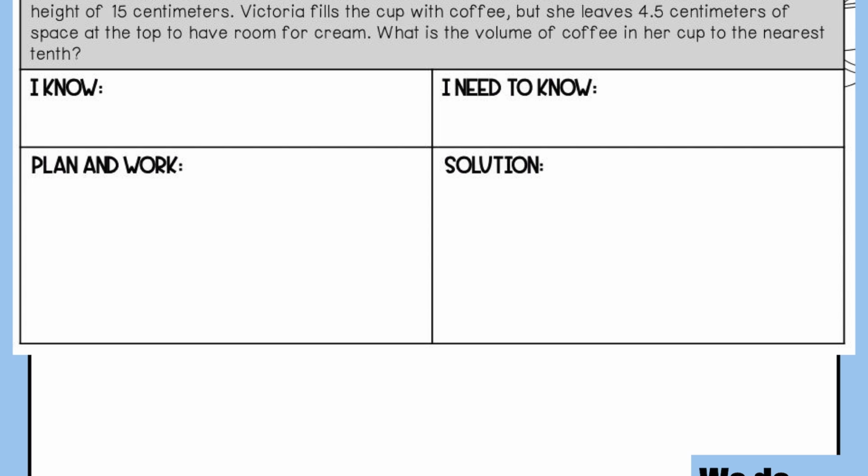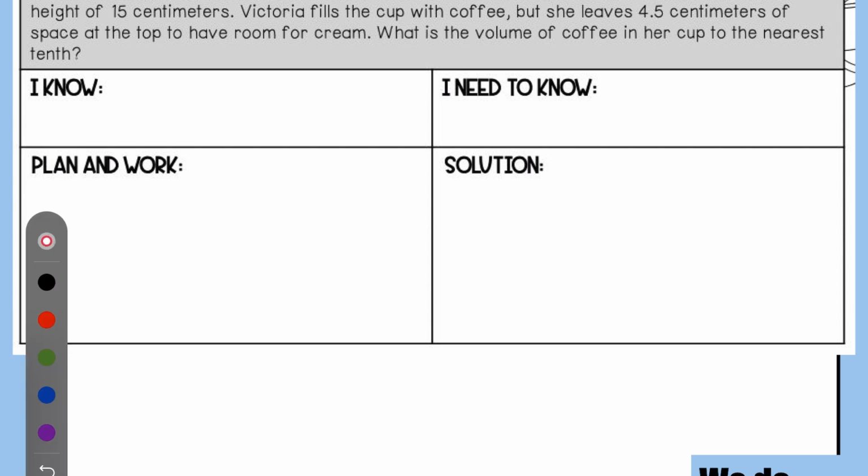What information are we given? What formula do we need to use? Is it the cylinder formula? Is it the cone problem? And does your solution make sense in the context of the situation? A lot of times with a lot of these problems, we will need to do something after just finding the volume of the cone or the cylinder.